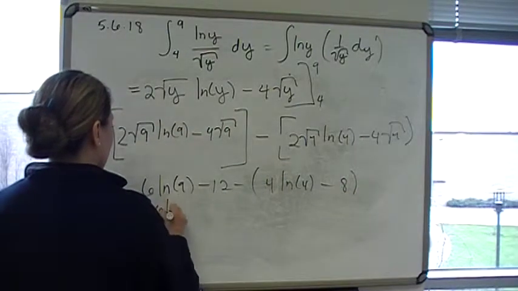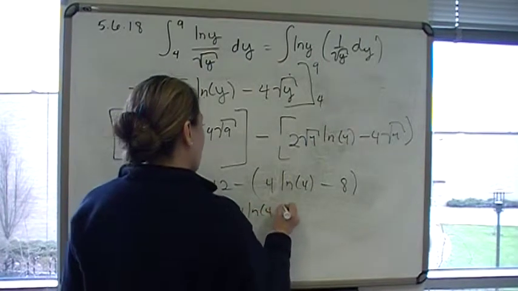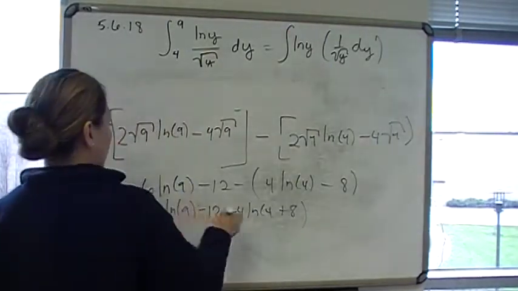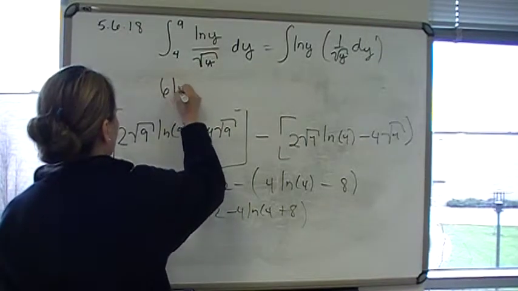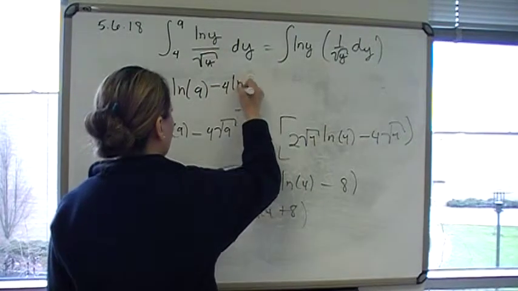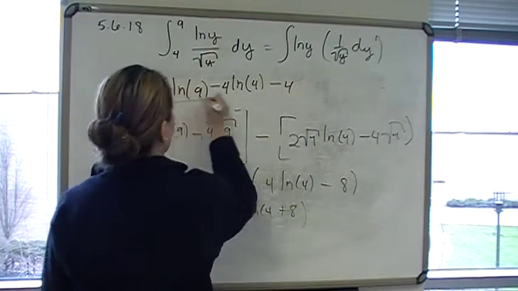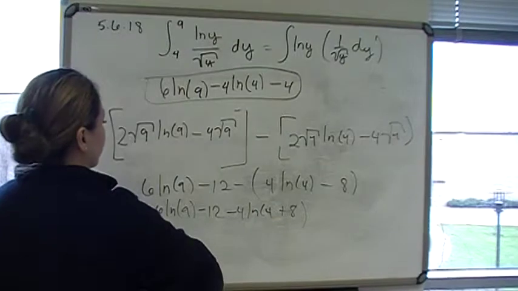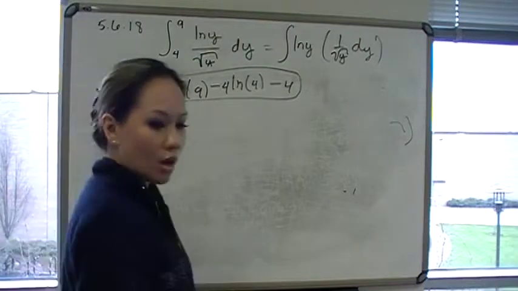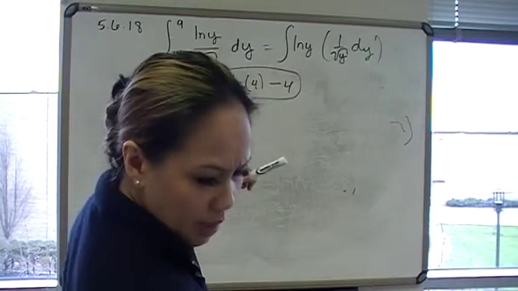And we have 6 natural log of 9 minus 12 minus 4 natural log of 4 plus 8. And that reduces to 6 natural log of 9 minus 4 natural log of 4 minus 4. And that is the answer to problem 5.6.18.